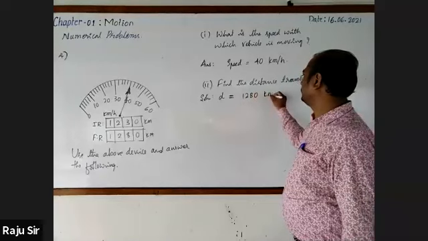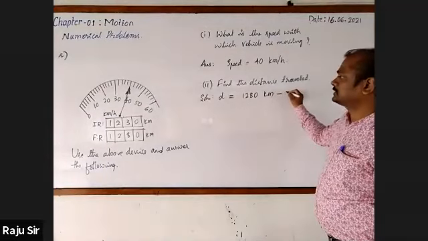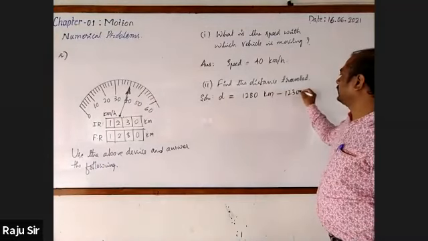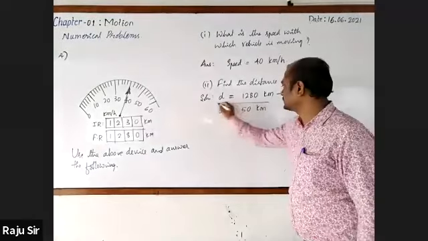1280 kilometer minus 1230 kilometer. It is equal to 50 kilometers. 50 kilometer. This is the distance problem.